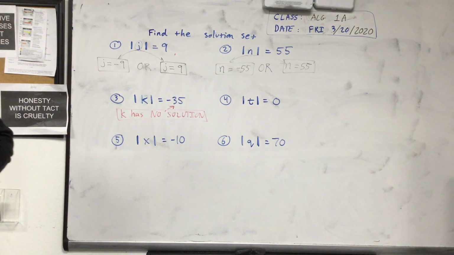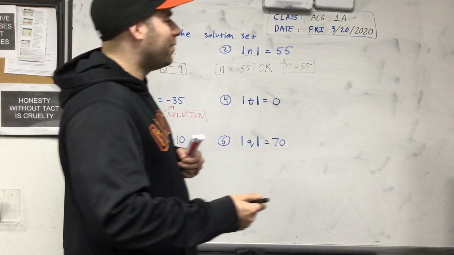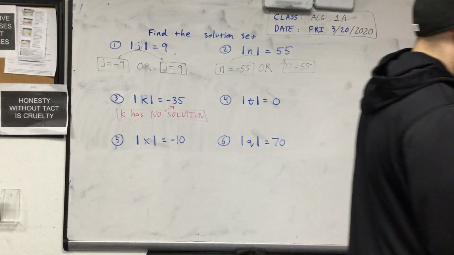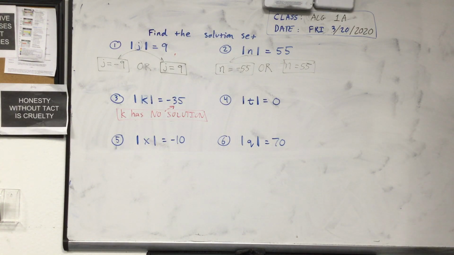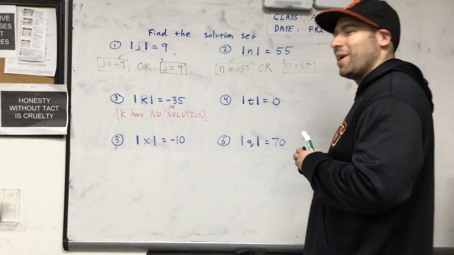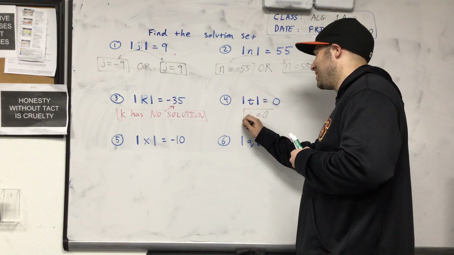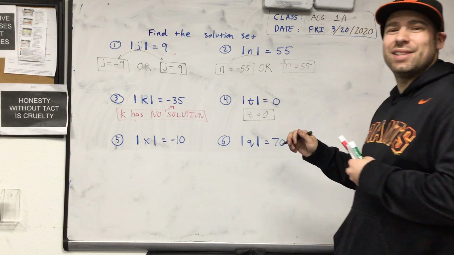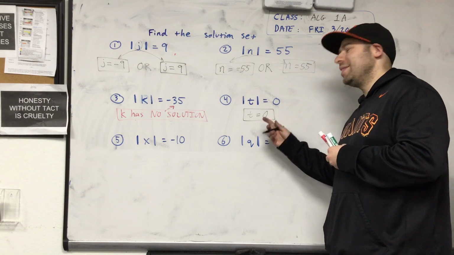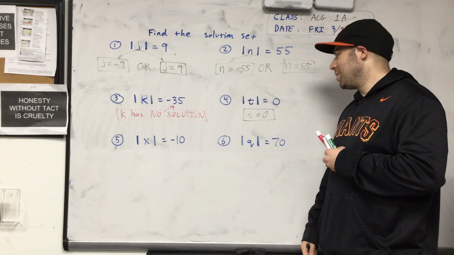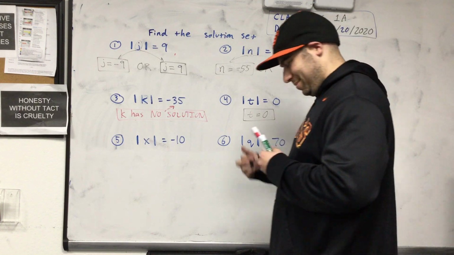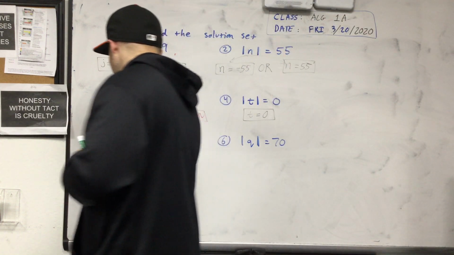Okay, moving on. The absolute value of t equals 0. How do I get a distance of 0? Well, how do I go nowhere? You go nowhere. So t equals 0. Anytime the bars are isolated and it equals 0, then there's only one solution. Okay?